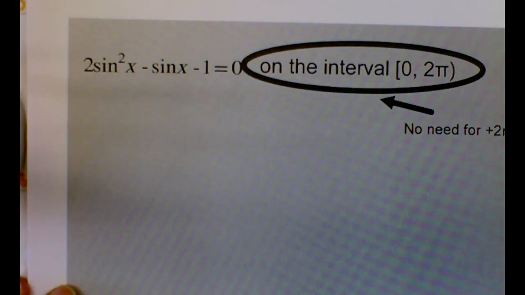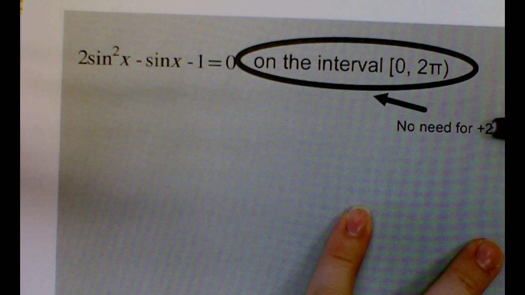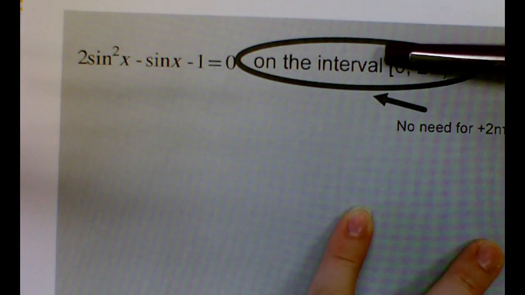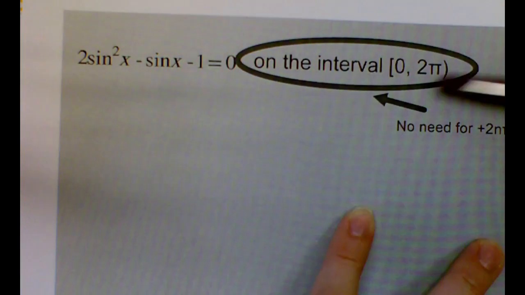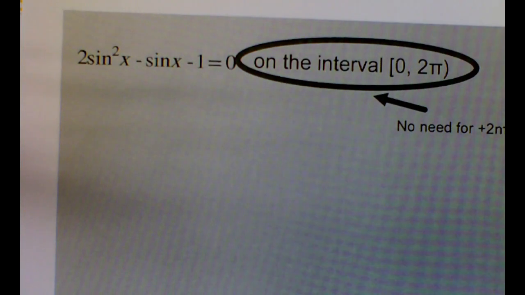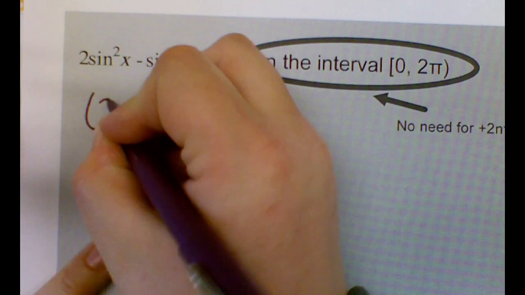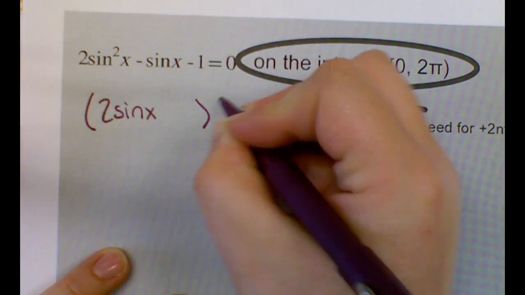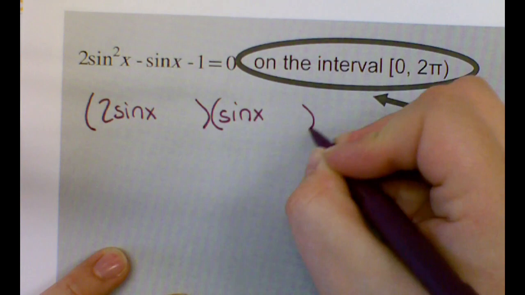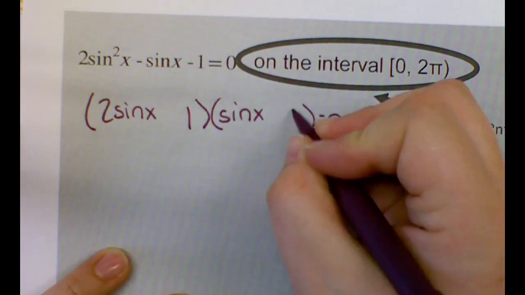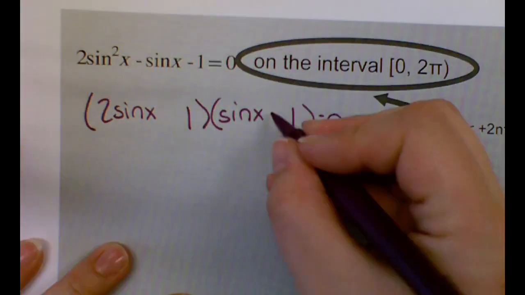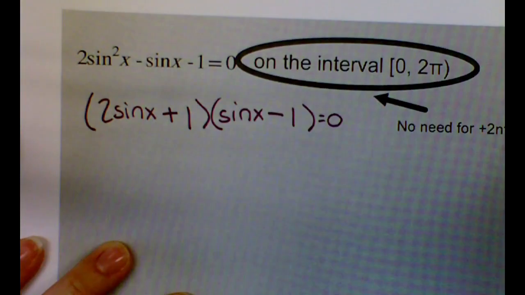Now a slightly different type of problem. 2 sine squared of x minus sine of x minus 1 equals 0 on the interval 0 to 2 pi. We will not need that plus 2n pi on the end anymore because it told us just on this interval. So I just give the numbers in there, and then I'm good. So we are going to factor this one. 2 sine of x and sine of x. The only way to get a 1 is a 1 and a 1. To make it minus in the middle, we'll put the minus there and the plus there.